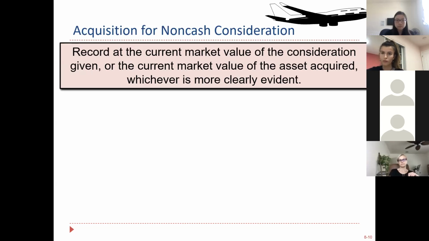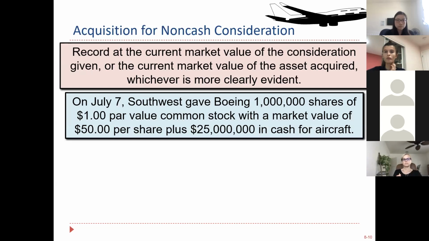Now, this can also happen. You buy something and pay for it with something other than cash, like your own equipment, believe it or not. Record at the current market value of the consideration given, or the current market value of the asset acquired. Look what happened here. Southwest gave Boeing 1 million shares of stock. The par value is $1, we don't care about that dollar, but the market value of that stock at the time was $50. So Boeing said, okay, we'll take the stock. We like your company.